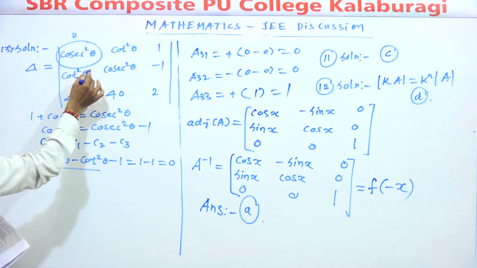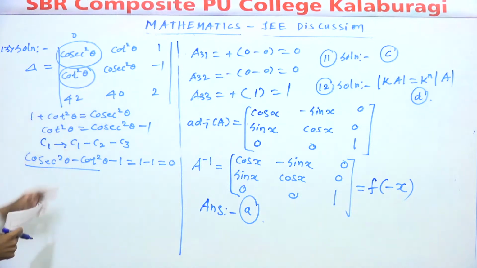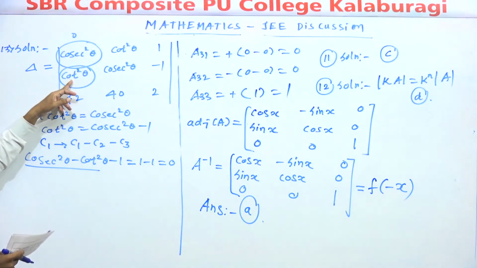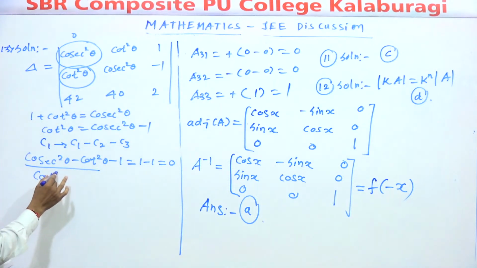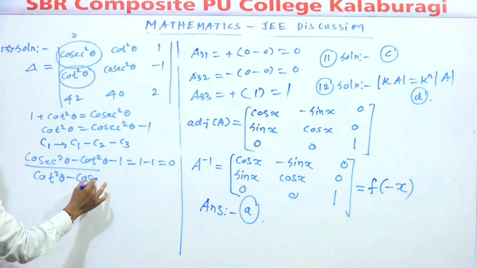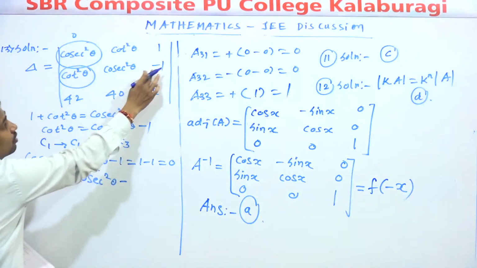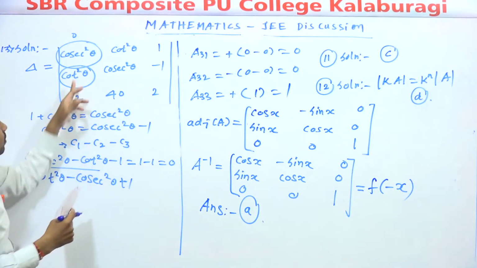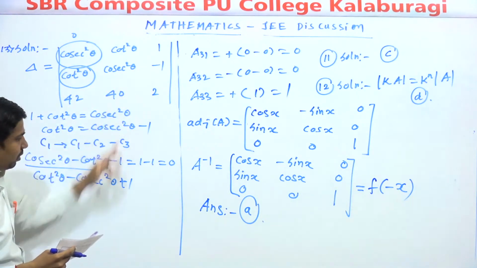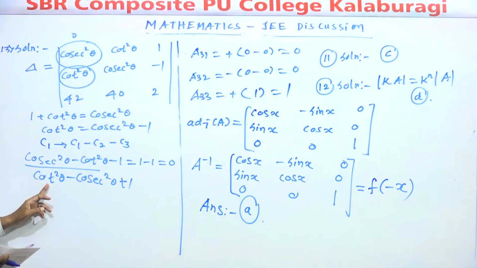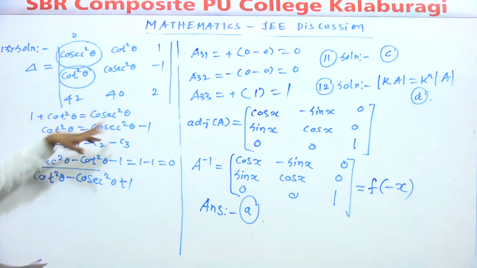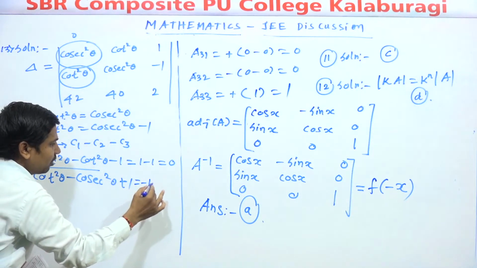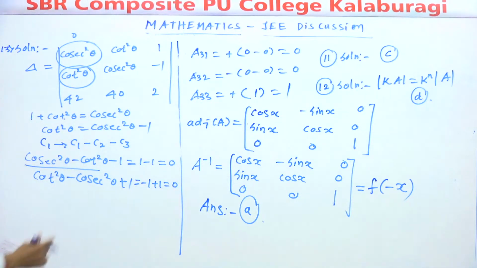Now let us apply it for the second element. This also belongs to C1, right? C1 changes to C1 minus C2 minus C3, which means cos square theta minus cosec square theta minus of minus plus 1. What is cos square minus cosec square? Cos square minus cosec square is equal to minus 1. So it is minus 1 plus 1, which is again 0. So this element also becomes 0.